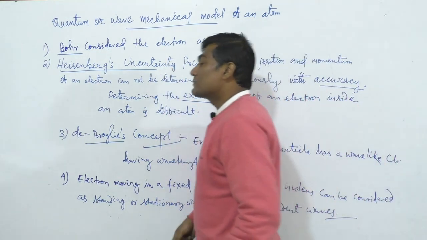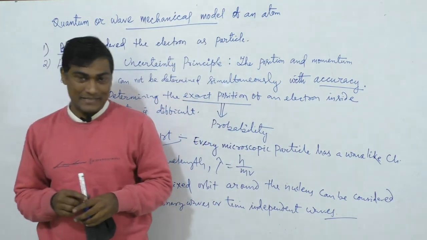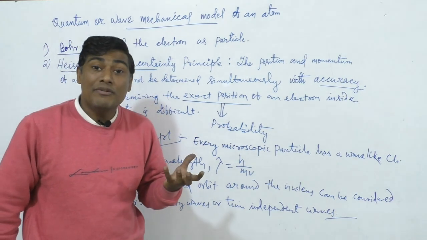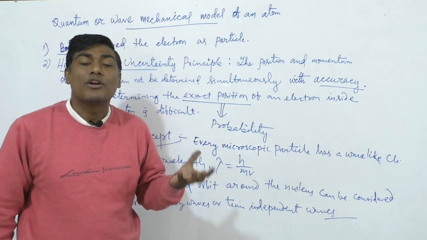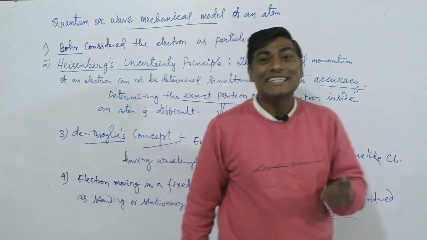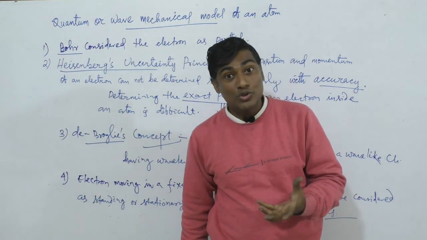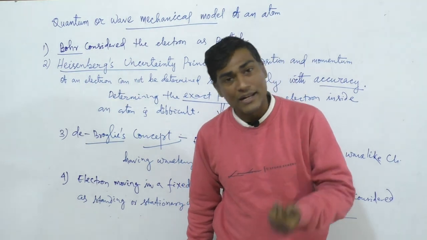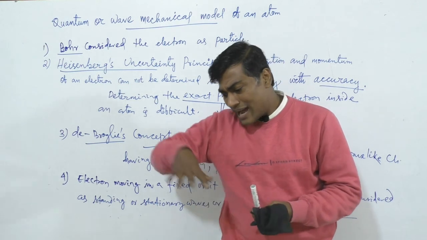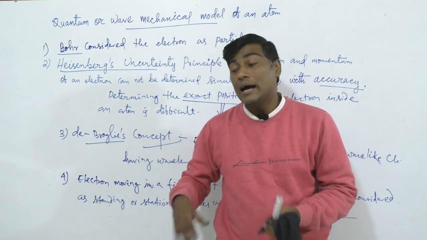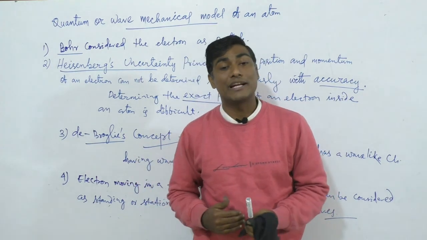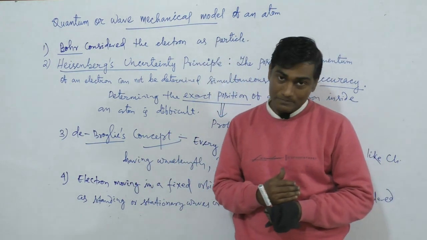After these four points, we will design a wave equation for the electron, called the Schrodinger wave equation, which gives an idea about the energy, the position, the momentum and the angular momentum. From the Schrodinger wave equation, various properties of the electron can be determined.